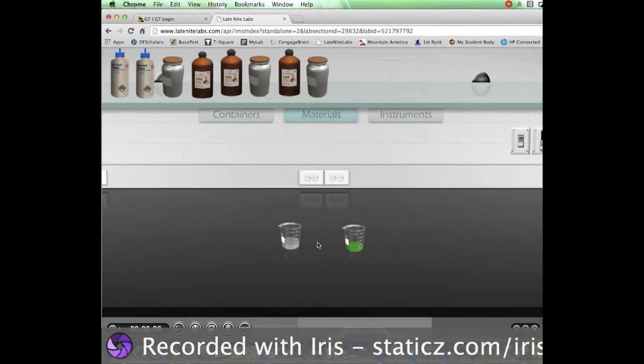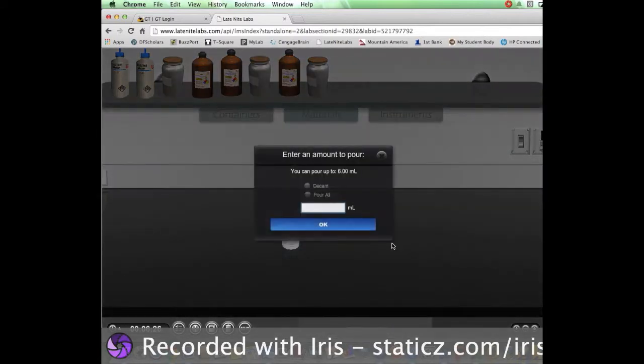As you can see, the sodium hydroxide over here has kind of a cloudy gray color. Nickel chloride has a little bit of a green fluorescent type color. So now we're going to mix the solutions by pouring the nickel chloride into the sodium hydroxide. Without further ado, alright, pour all. There we go.